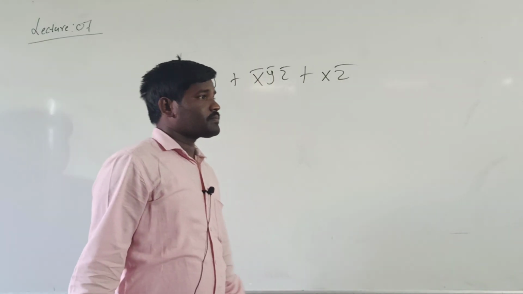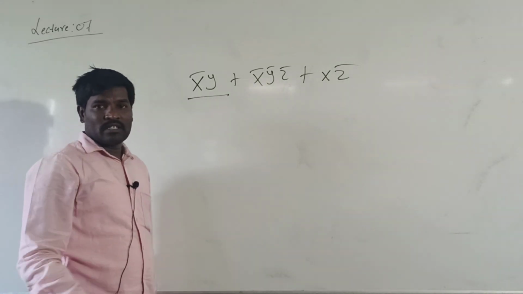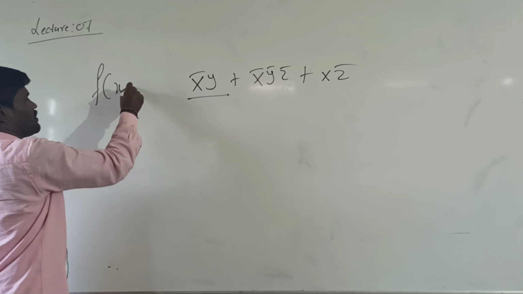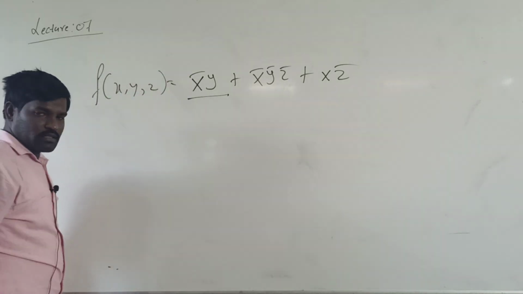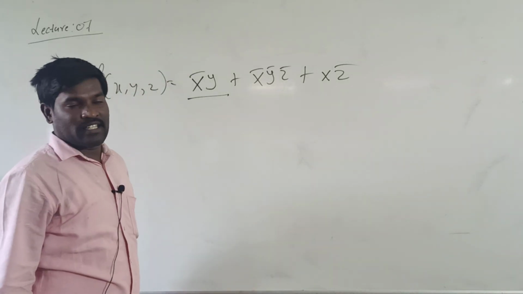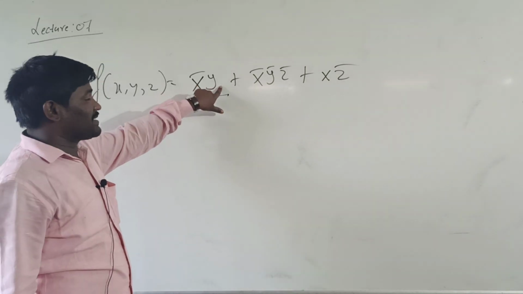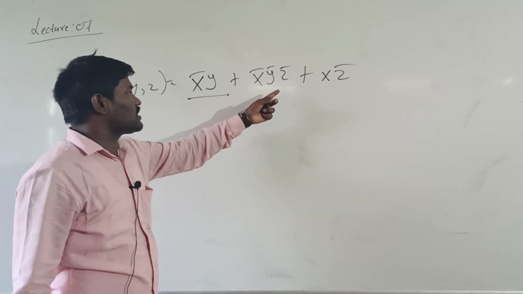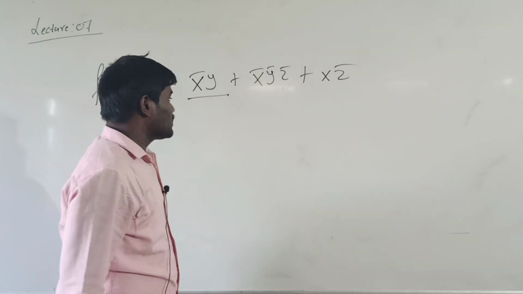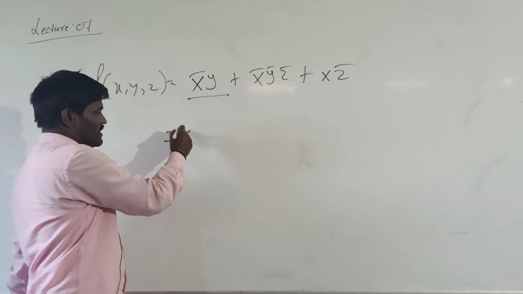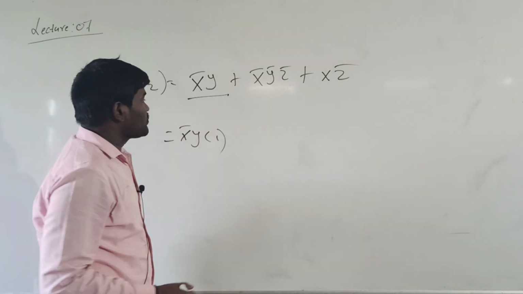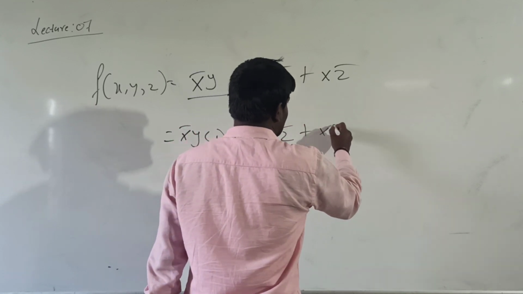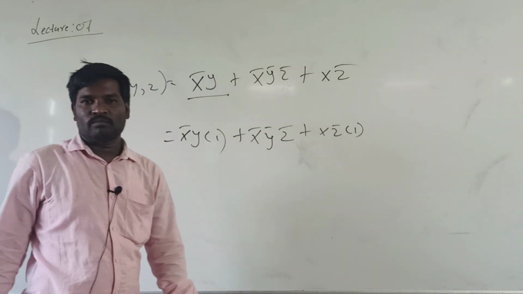In the first term, it is with respect to three variables, that is f of x, y, z. In the first term z is missing, in the second term all variables are present, and in the third term y is missing. In this case, first we write x bar y into 1 plus x bar y bar z bar plus x z bar into 1.